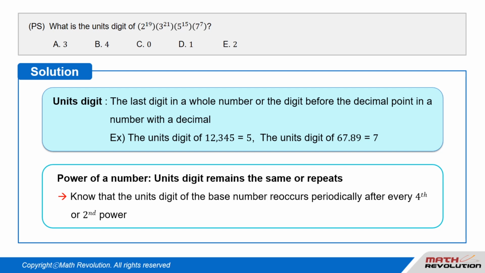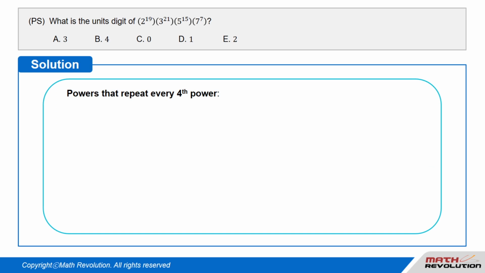Now, when we take the power of a number, the units digit will remain the same or will repeat after every second or fourth power. Thus, we can directly find the units digit of a power of any number when we know that the units digit of the base number reoccurs periodically after every fourth power or second power. We will look at the digits that repeat after every fourth power.